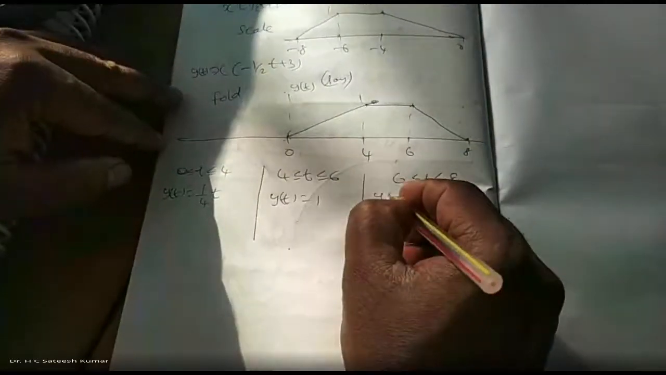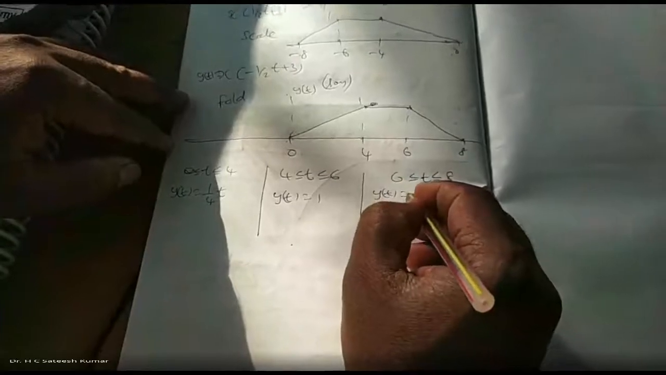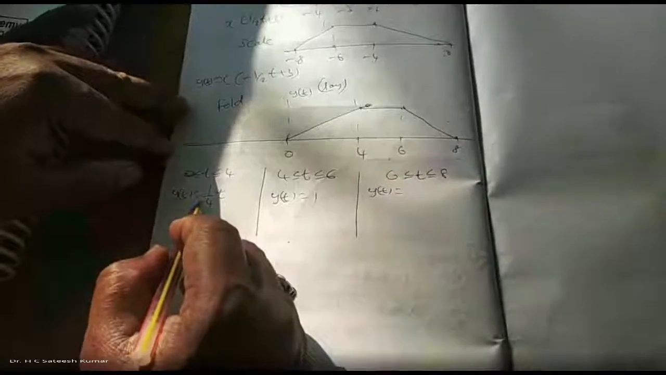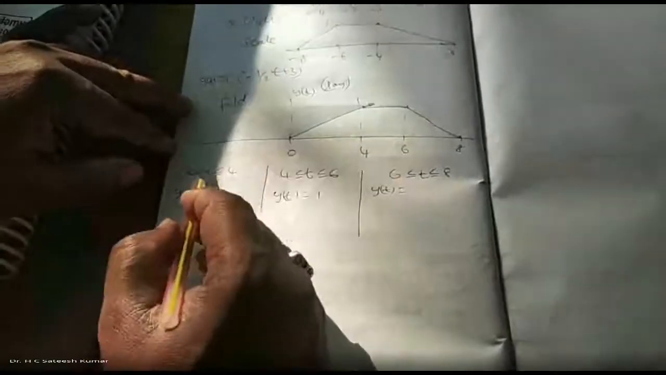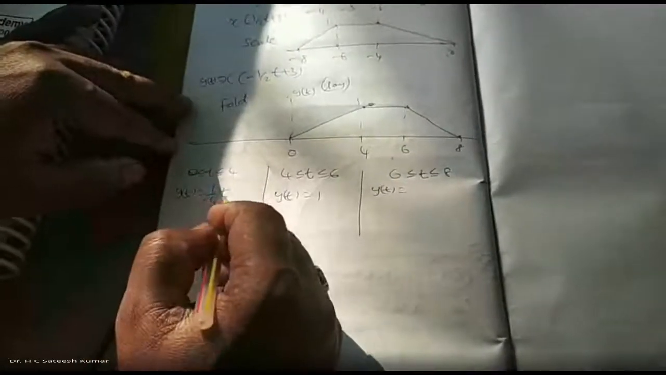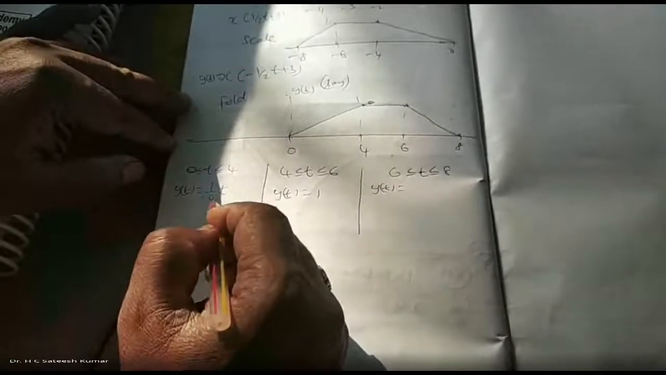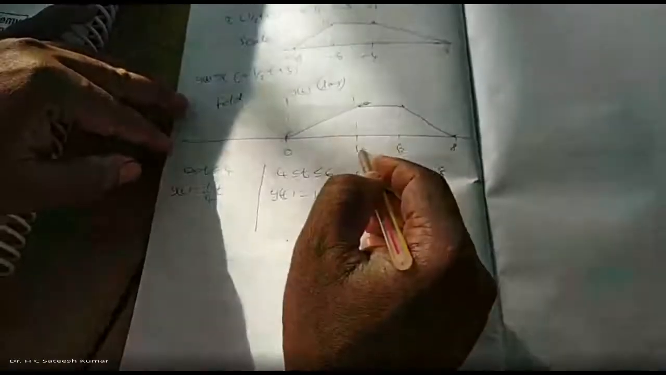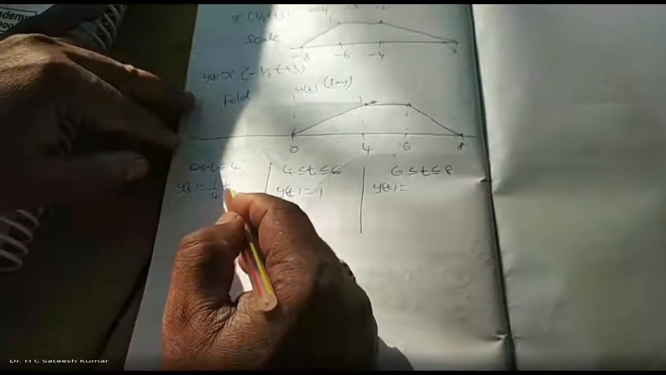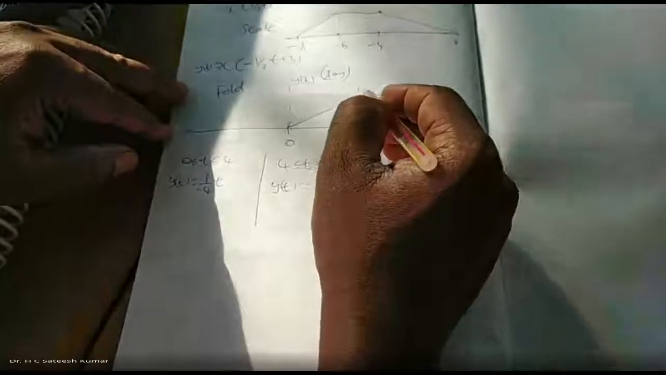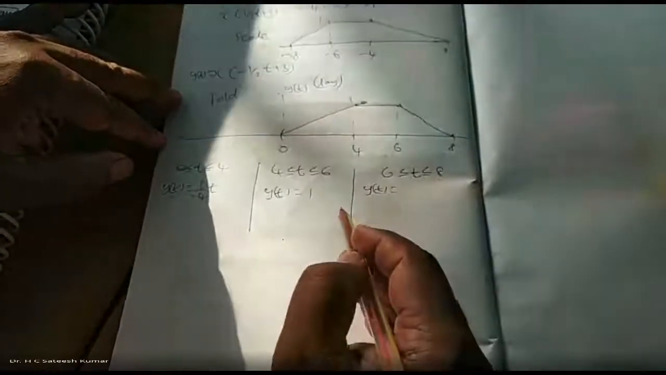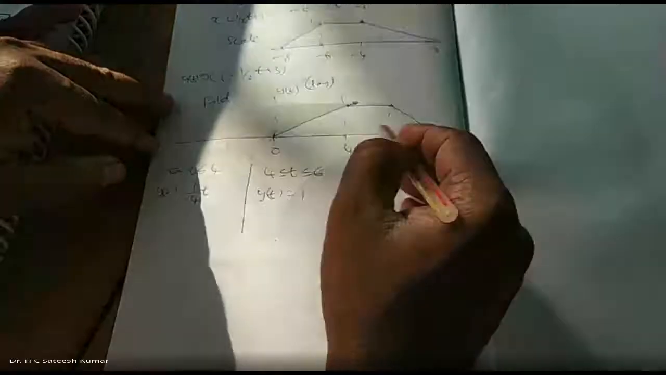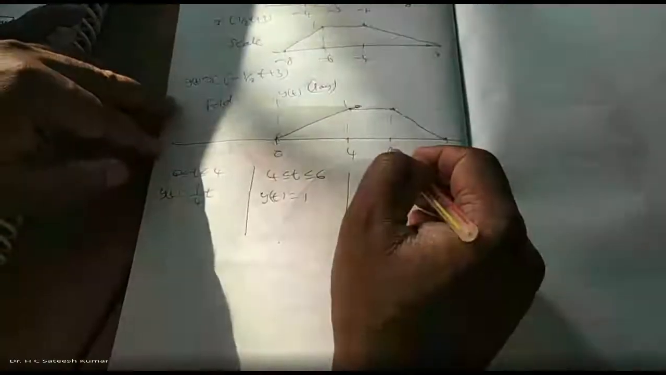Whenever we write the equation, we can verify the answer. For example, between 0 and 4, put t is equal to 0. When t is equal to 0, this will become 0, therefore it is 0. When t is equal to 4, 4 into 4 gets cancelled, you will get 1. That's how we should do it. Between 4 and 6, amplitude is 1 here as well. At 4 also 1, at 6 also 1.